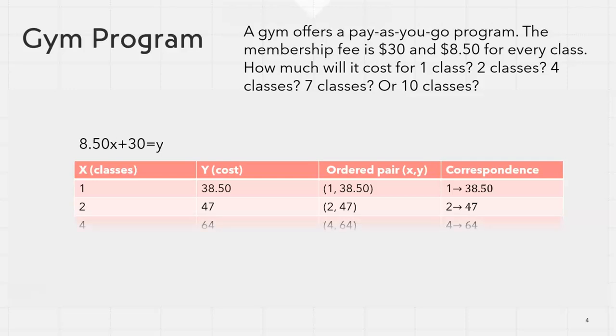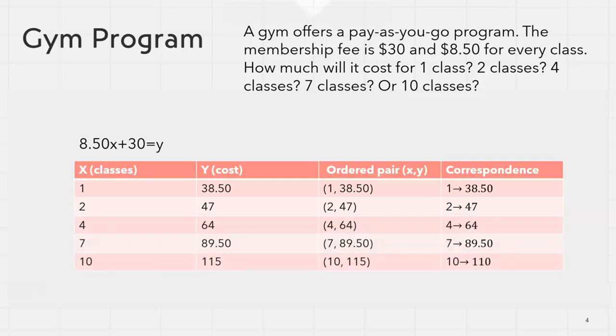You would set up a table, and here shows your number of classes, 1, 2, 4, 7, and 10, plus your change in cost. So for one class, you're basically multiplying 1 times 8.50 and adding that to 30, or for 10 classes, you're doing 10 times 8.50 plus 30, and you get $115. And we're going to take these correspondences as ordered pairs and graph that.